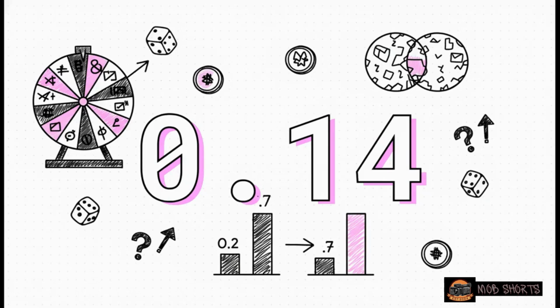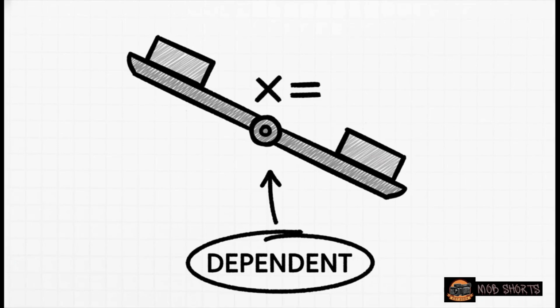Okay, let's do the math. We'll multiply our individual probabilities. 0.2 times 0.7 gives us 0.14. Now remember that number. This is what the probability of both events happening should be, but only if they're independent. And there it is. Our calculation gave us 0.14, but the actual measured value for both happening was 0.21.